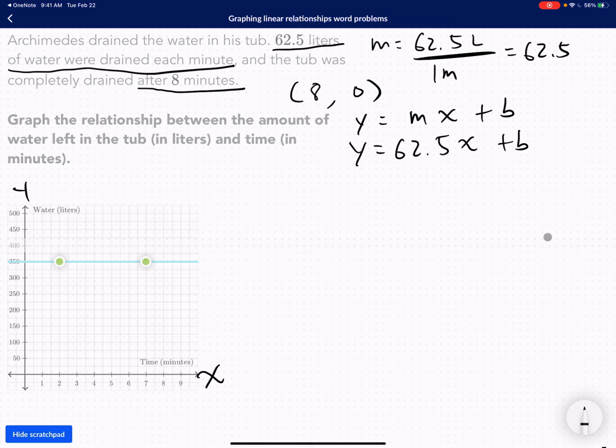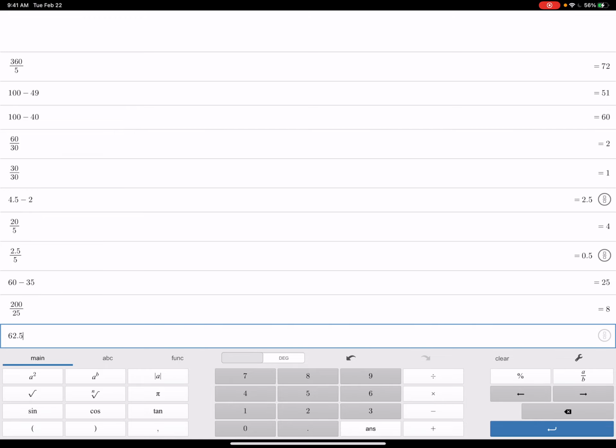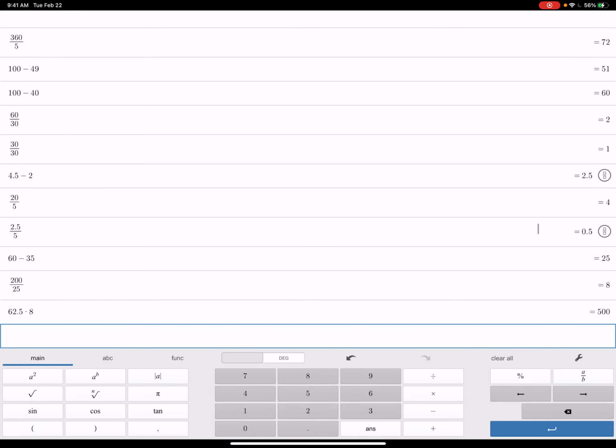So we know we're given one value. We're given x and y. So y is 0. As you can see, 0 is equal to 62.5, and x is equal to 8, plus b. Then 0 is equal to 62.5 times 8, and that's going to give me 500 plus b.